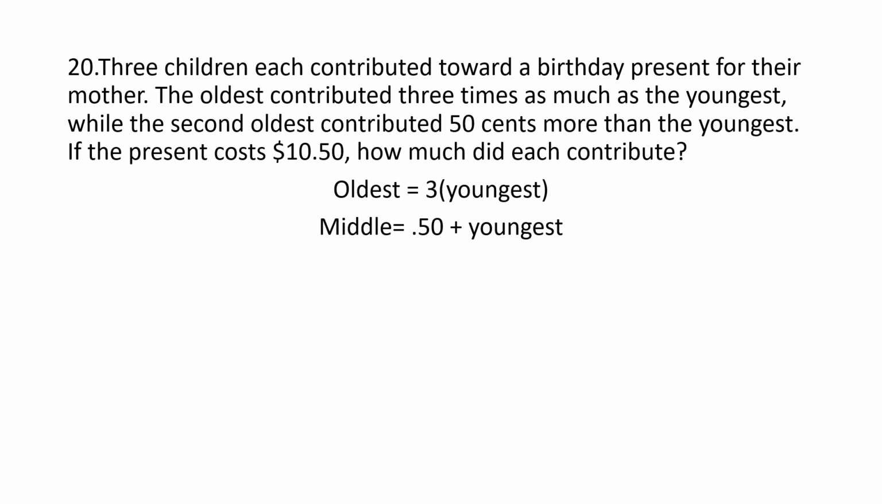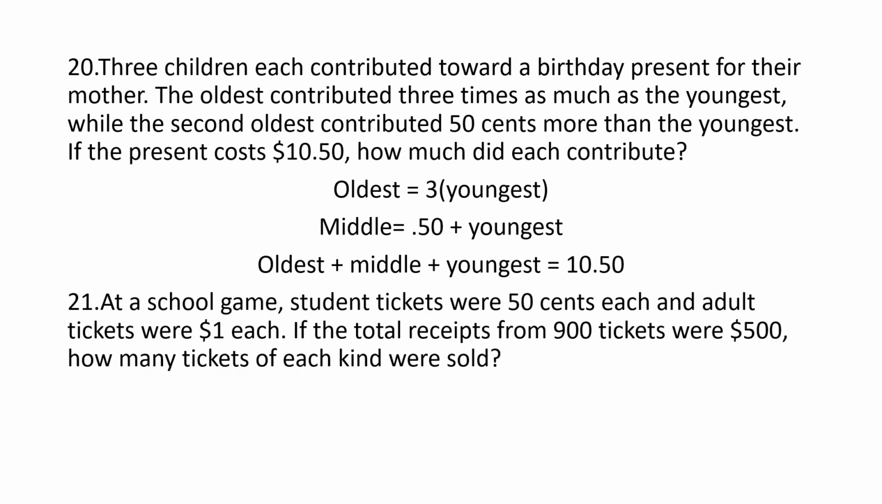We don't know how much they all contributed, but we know that the oldest plus the middle plus the youngest came up with $10.50 total. Now we're going to have the same idea here. I can replace oldest with 3 times the youngest. I can replace middle with 50 cents plus the youngest. Then solve that whole thing for the youngest. Then go back and solve for middle and oldest. 21.